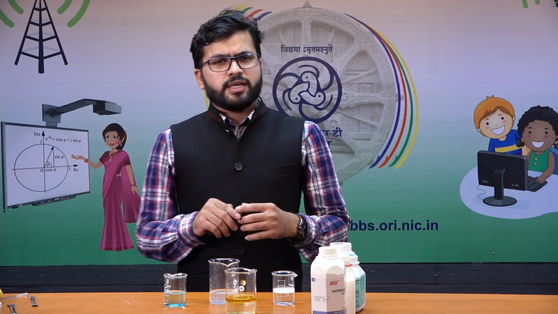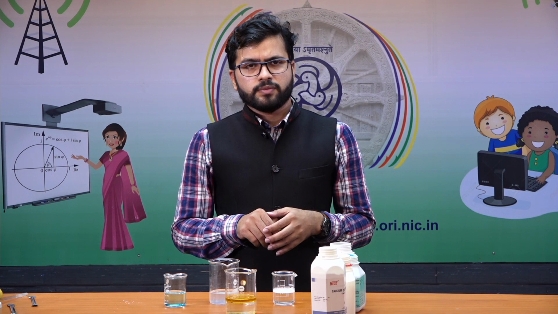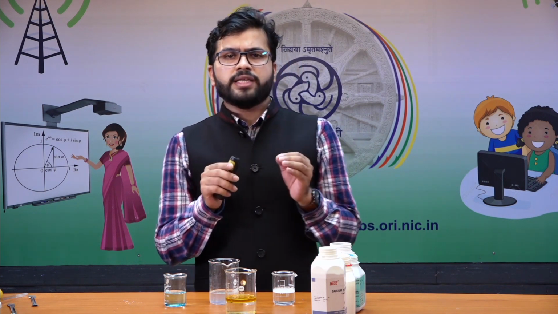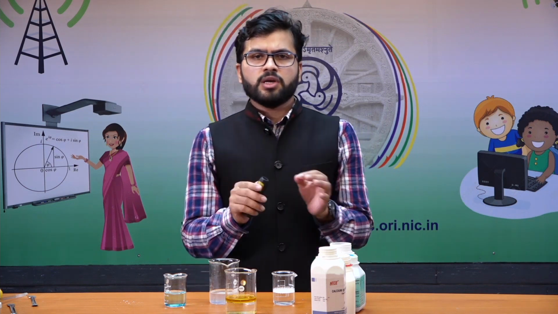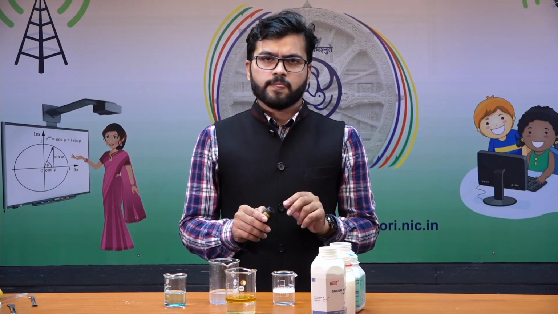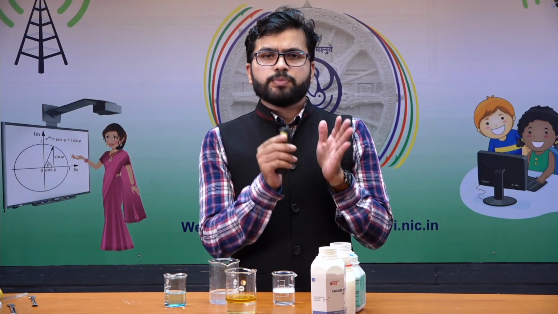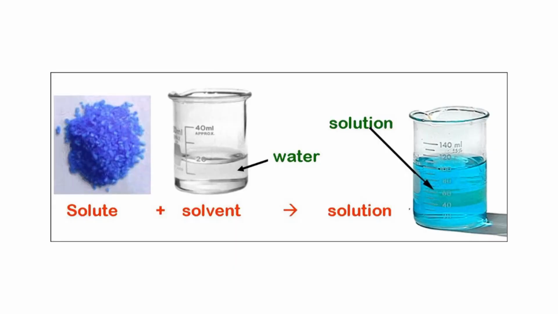Now let us understand the different components which are present in a true solution. Generally in class 9, we discuss binary solutions. Dear students, a binary solution means a solution containing only two components. So here, when we have only two components, we give a special name to them. In a true solution, we have one solute, and another one, a solvent. Solute and solvent give us a solution.